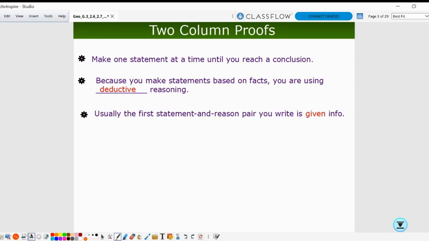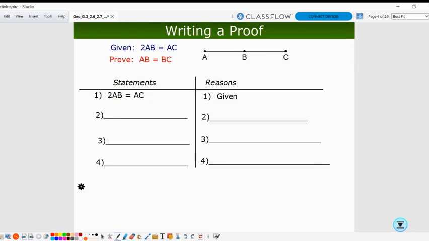In the first statement and reason, the reason is usually the word given because the statement is the initial problem that you're starting with. So we have the statement 2AB equals AC. That's given. So two of these will be equal to all of this. So let's take a look at our first statement that we're going to add. We say that AC is equal to AB plus BC. This is your segment addition postulate.